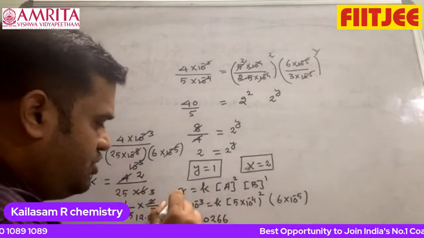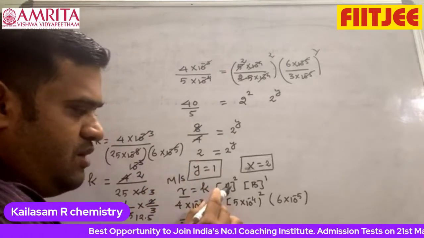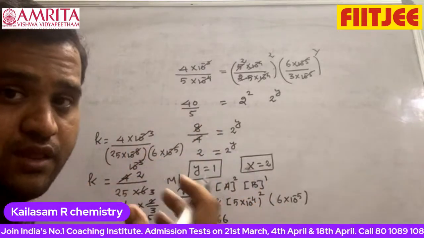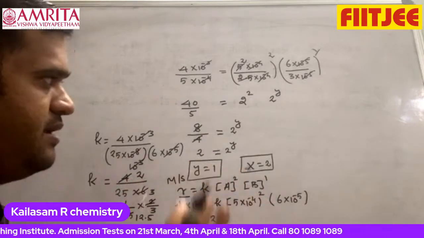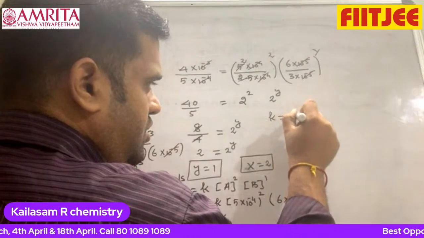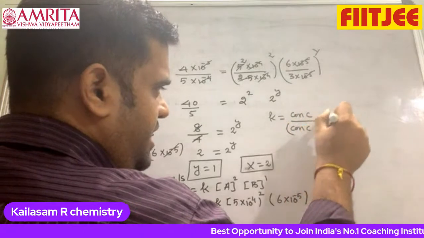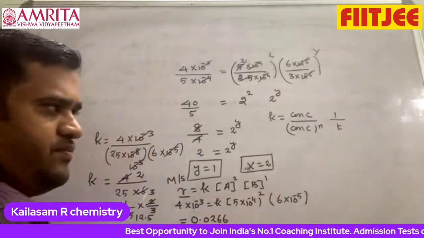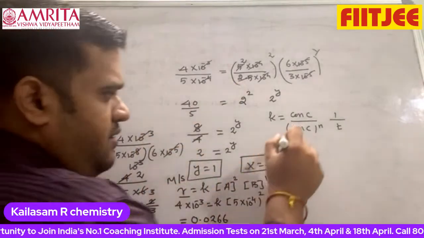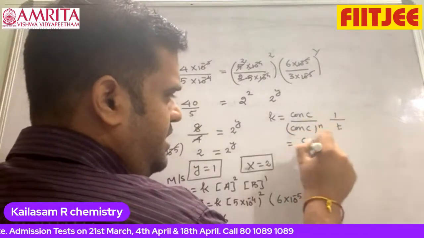Why is that? Rate has a unit, you can say as molar per second. What about this? It's a third order reaction, don't forget about it. So how to find out the unit of rate constant? Very simple. Write K is equal to concentration by concentration power n into 1 by T. Now what is the overall order of reaction? It is third order. When n is equal to 3, we can write concentration by concentration whole cube into 1 by T.